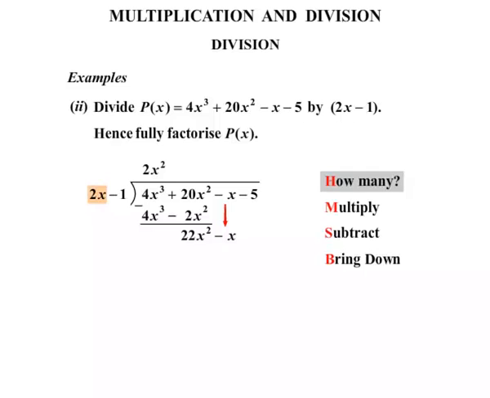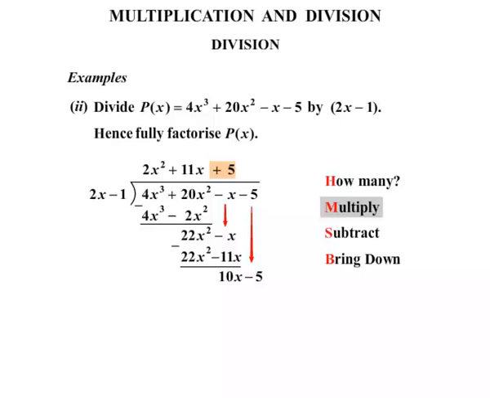How many times does 2x go into 22x squared? Well, the factor would be plus 11x there. Then multiplying the 11x with the 2x minus 1, we come up with this. Then we subtract. So 22x squared minus 22x squared, that's gone. We've got minus x minus minus, which will be a plus 11x. So we'll have minus x plus 11x, which will be positive 10x. We then bring down the minus 5, and we start all over again. How many times does 2x go into 10x? It simply goes plus 5 times.